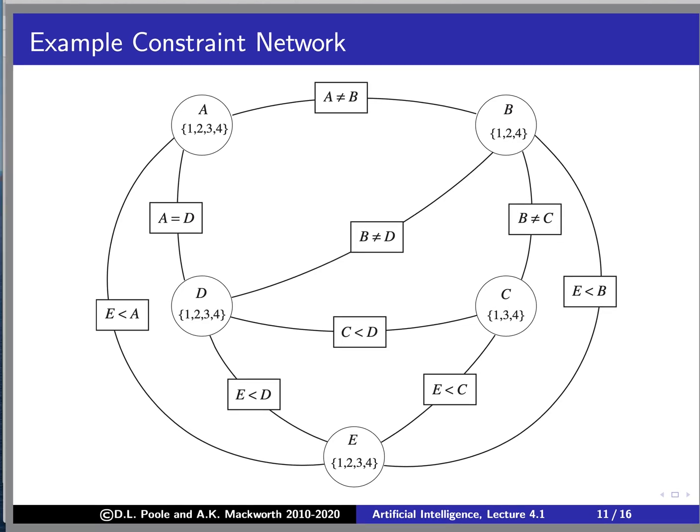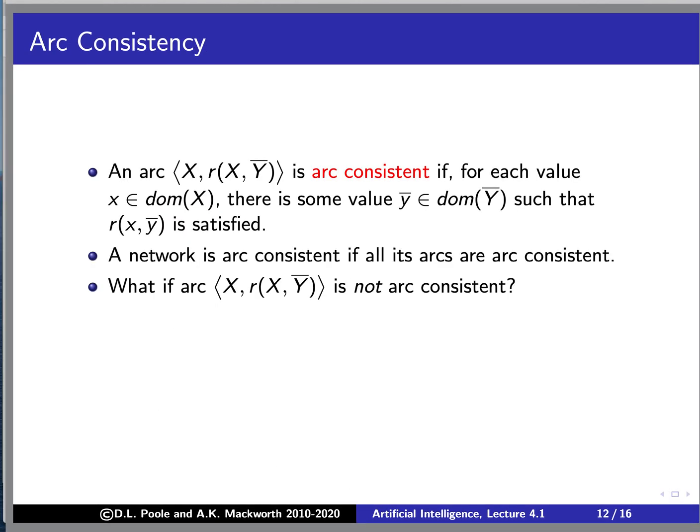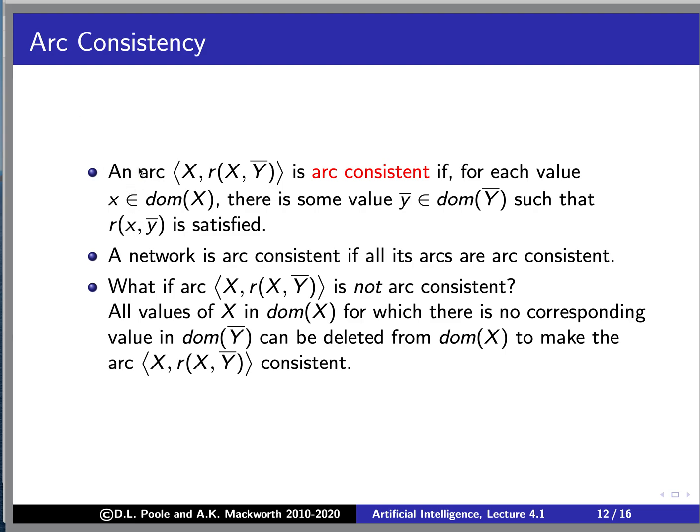I just went through an algorithm called the arc consistency algorithm. An arc is arc consistent if for each value of x in the domain of x, there's some value in the domain of y such that r(x, y) is satisfied. A network is arc consistent if all of its arcs are arc consistent. If an arc is not arc consistent, all the values x in the domain of x for which there's no corresponding value for y in the domain of y can be deleted from the domain of x to make it arc consistent. That's what we kept doing over and over again.